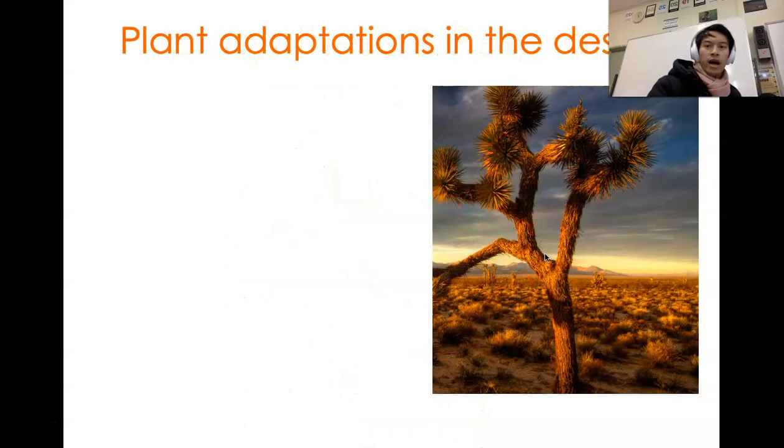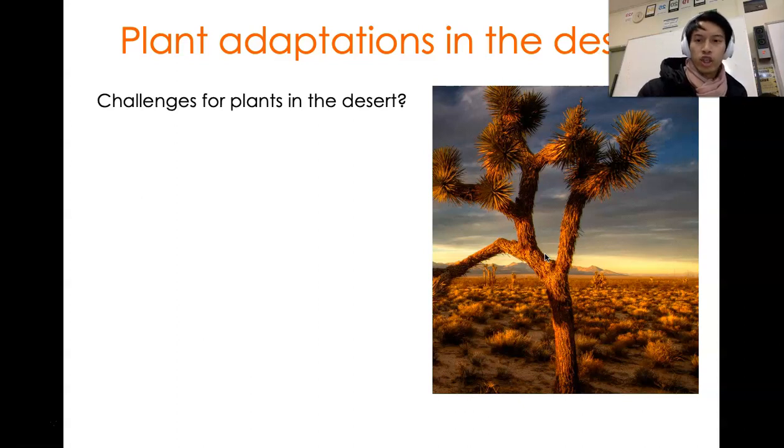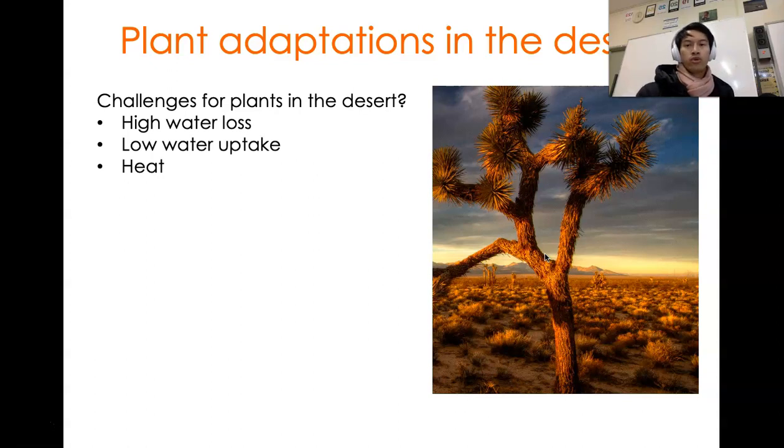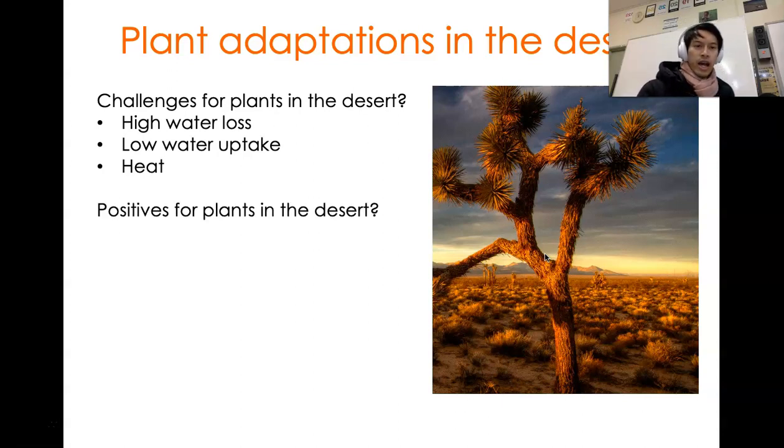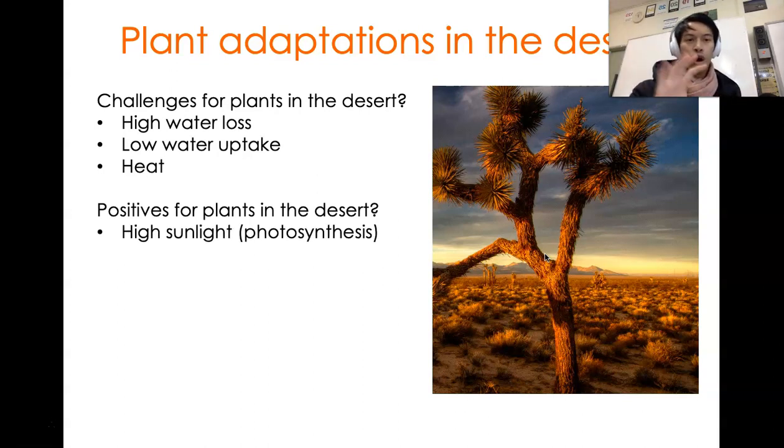Okay. Now, how do plants therefore adapt in the desert? Remember that the plant needs to take in carbon dioxide, take in water, and receive sunlight, right? And so when it comes to the challenges that plants face in the desert, they are in an environment where they are going to lose water really rapidly because it's dry and the water will evaporate really quickly. There's very little water available, so they have a low water uptake, and there's heat stress that the plant will experience.